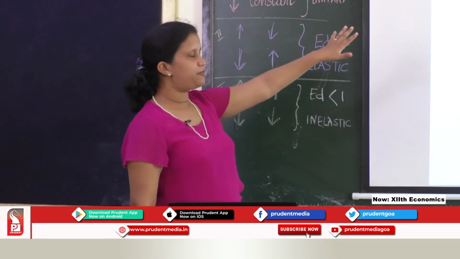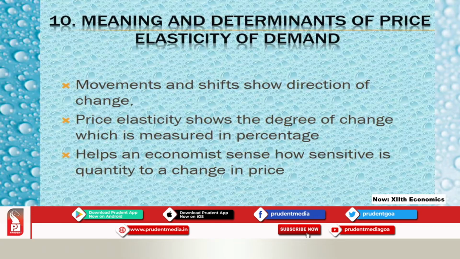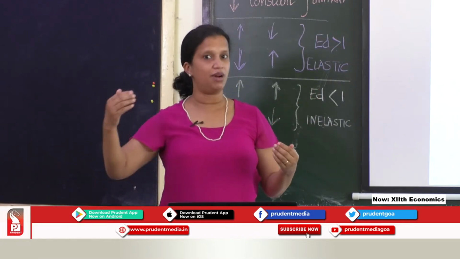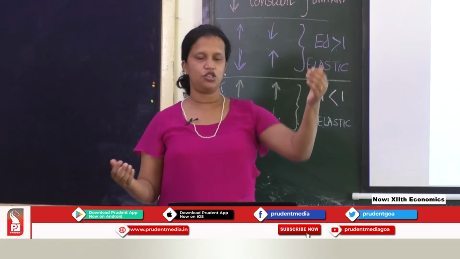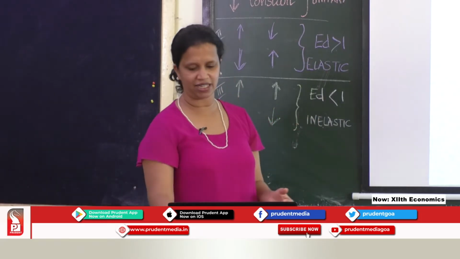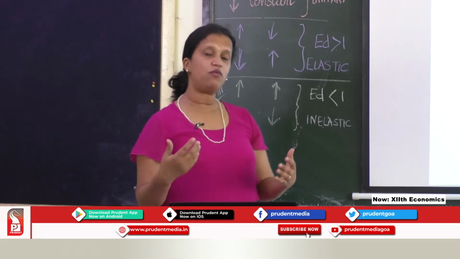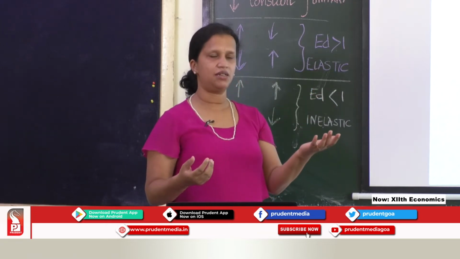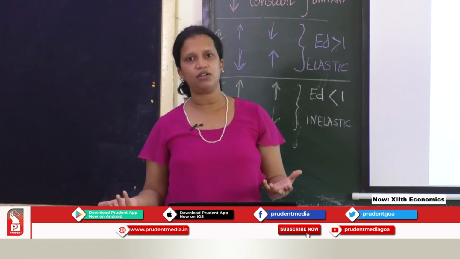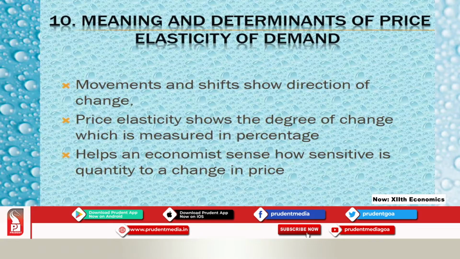Now, you have already covered the law of demand, movements, shifts, right? Under that, we know that movements and shifts only help us understand, or they show us the direction in which demand changes. So, if the price comes down, demand will go up, or if the price rises, demand falls. So, this inverse relationship shows the direction of demand. Now, if we want to know by how much is demand changing, so for example, let us suppose price has increased, demand comes down. By how much has demand come down? That is not being explained by movements and shifts.